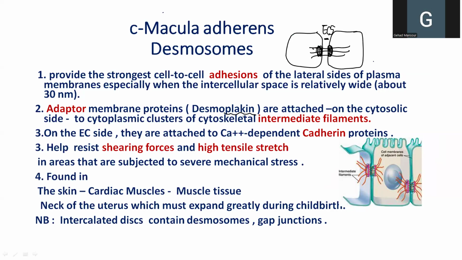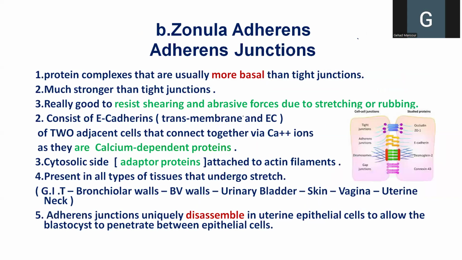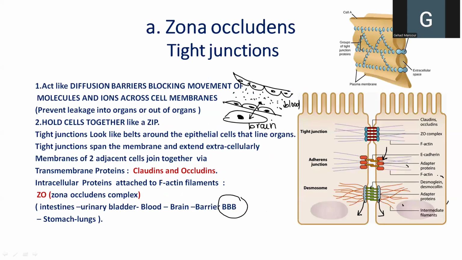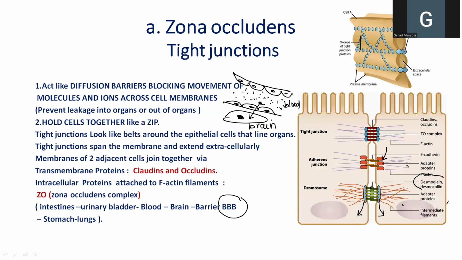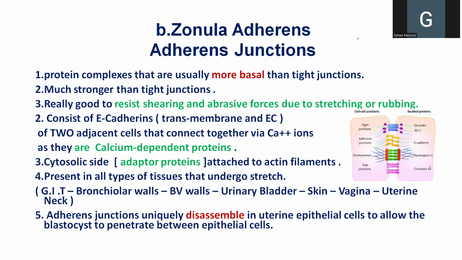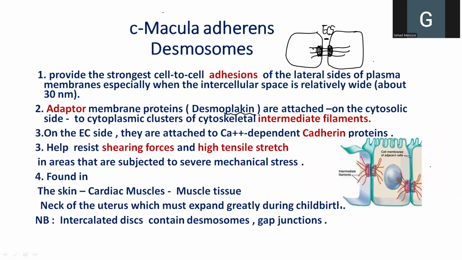But as we saw on the diagram, on the extracellular side, they are attached to cadherins. The cadherins in the middle here, these desmogleins and desmocollins, again belong to the group of proteins called the cadherins. And these cadherins, again, are two halves that are calcium dependent. They again resist shearing forces and tensile stretch.